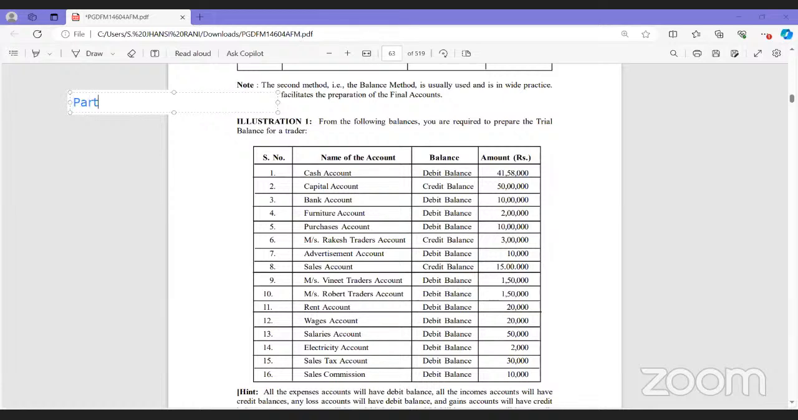We write particulars, debit column, credit column, amount in rupees. So look here, what is the first one given to us? Cash account. It is a debit balance, already given in the question. So I'll write in the debit column 41,58,000.